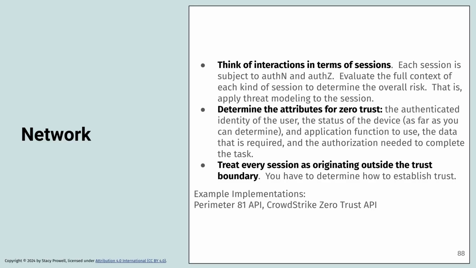Determine the attributes for zero trust, right? The authenticated identity of the user, the status of the device, the application function you're using, and so on. You need to be able to marshal that information, and treat every session as originating outside the trust boundary. Okay? There we go. And there are some implementations at the bottom. Primitive 1, CrowdStrike Zero Trust API, or 2.